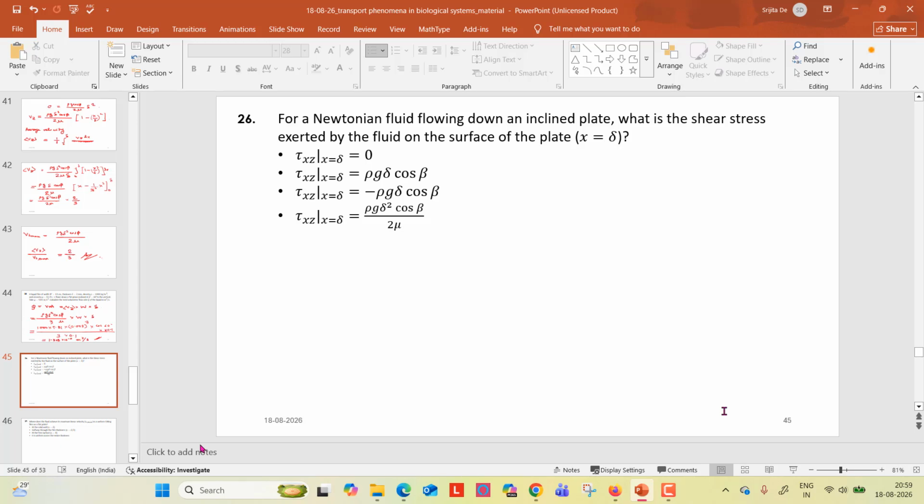For a Newtonian fluid flowing down an inclined plate, what is the shear stress exerted by the fluid on the surface of the plate at x equals 0? x equal to delta, sorry. So many times I have done this. So it is rho g delta cos beta. Okay. Next.